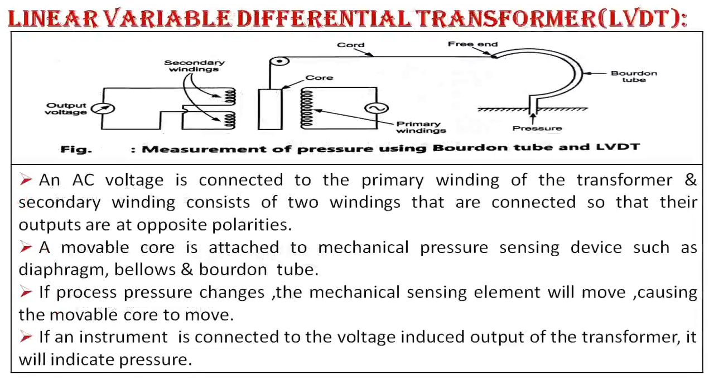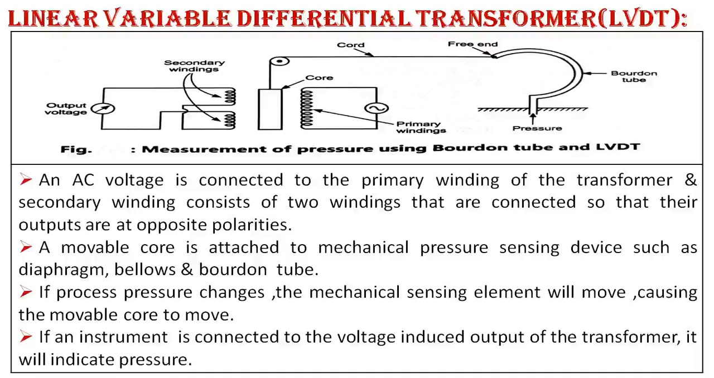Now starting with the LVDT, linear variable differential transformer. That is the LVDT. See the diagram. This is the LVDT connection, and there we have to use a bourdon tube to apply a pressure. When we apply pressure to the bourdon tube, the bourdon tube straightens, and due to the deflection of the core, you will get the output voltage across the LVDT. AC voltage is connected to the primary winding of the transformer.